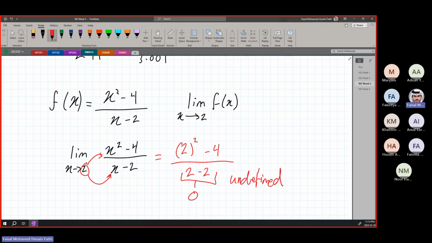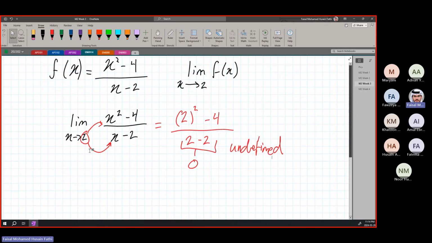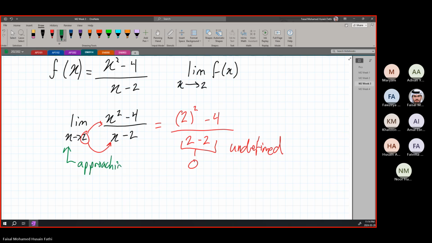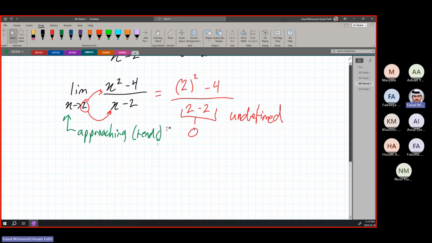But what did I say at the beginning? The limit is not when the function is exactly equal to 2. It is when x is approaching 2 or tends to 2. That means when it goes very close to the value of 2 but does not ever reach exactly 2. So we cannot just simply substitute in this case.